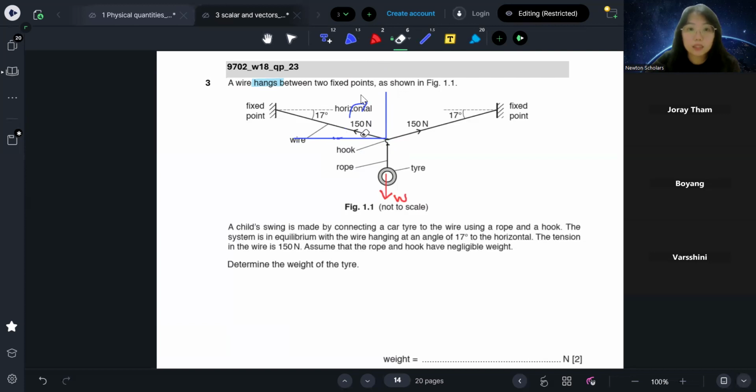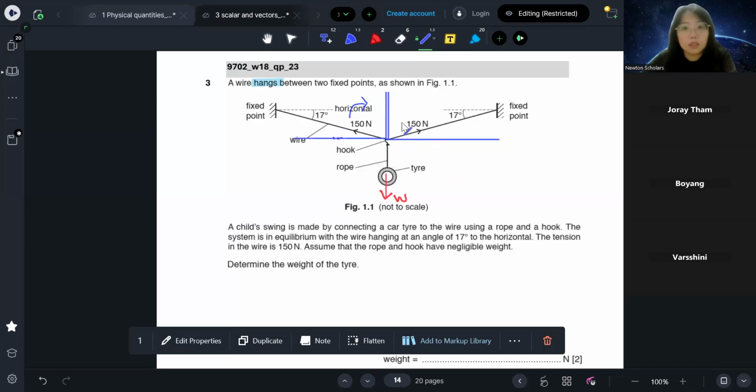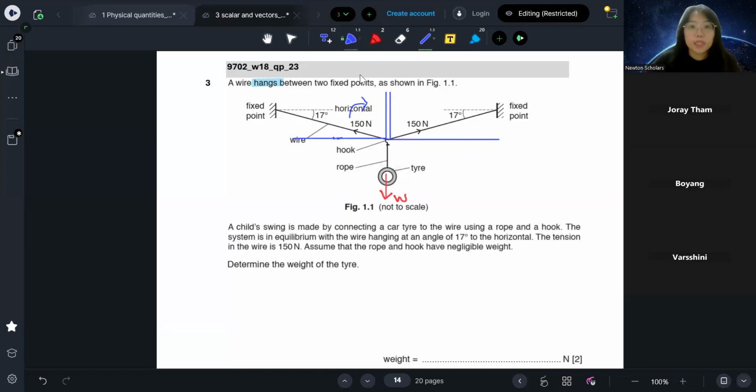Do not be shy to ask questions. It's okay. Next, this 150 is also the same. It will provide another Fx and another Fy. How about the direction? This 150 is going up, so here going up, here also going up. Another 150 is going up from this point, so this one also going up, here also going up.